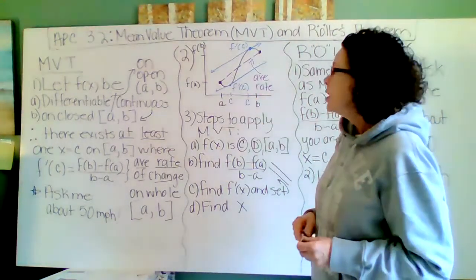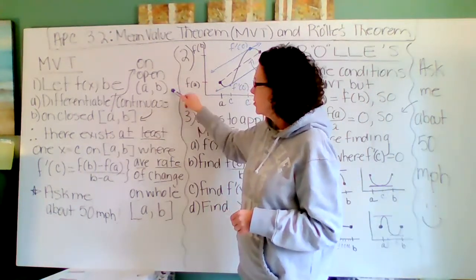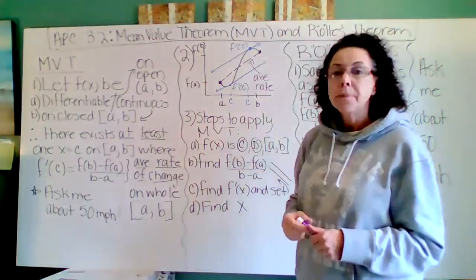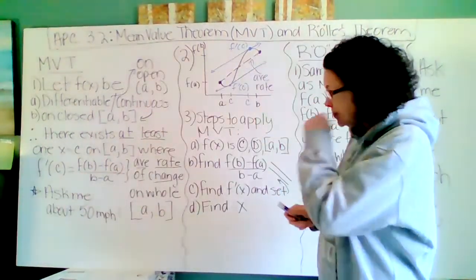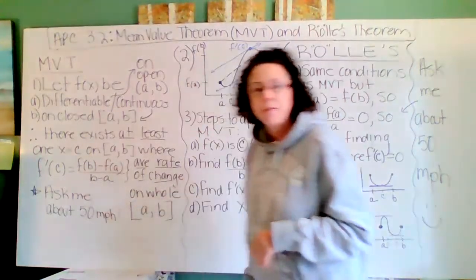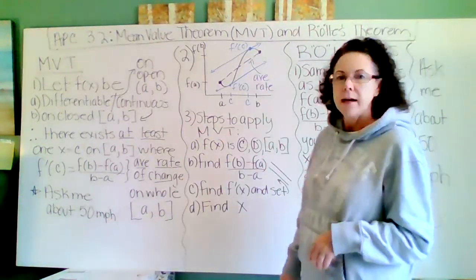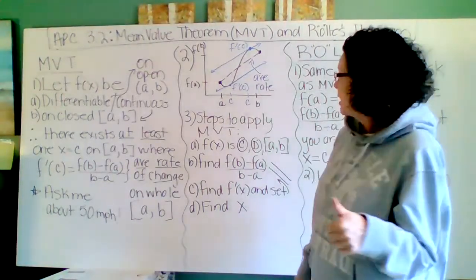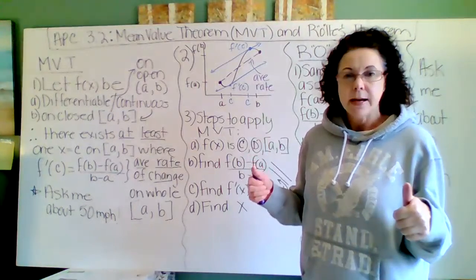Notice at this C here, when I drew the tangent line, its slope was also parallel to the average rate of change. So again, if you have a function that's differentiable on an open interval and continuous on a closed interval, there exists at least one x where the derivative equals the average rate of change. Say it's 50 miles per hour. What does that mean? Imagine that you are on a trip and at hour 1, you're going 40 miles an hour. And at hour 2, you're going 60 miles an hour.